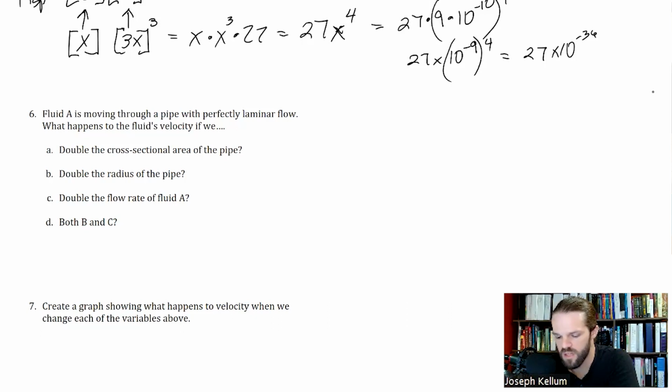So for instance, in this question, I say fluid A is moving through a pipe with perfectly laminar flow. What happens to the fluid's velocity if we, and then let's just talk about each of these. I've got the poll running right now. What do you think happens to the fluid's velocity if we double the cross-sectional area of the pipe? Go ahead and pick A if you think that the fluid's velocity is going to increase by a factor of 2. Pick B if you think it's going to decrease by a factor of 2. Pick C if it's going to increase by a factor of 4, and D if it's going to decrease by a factor of 4.